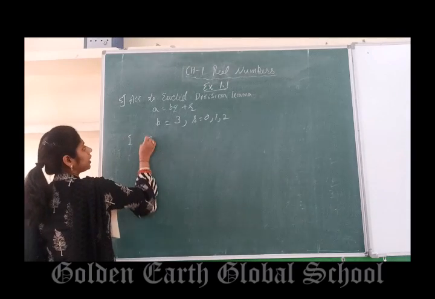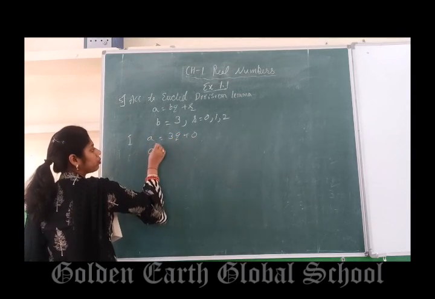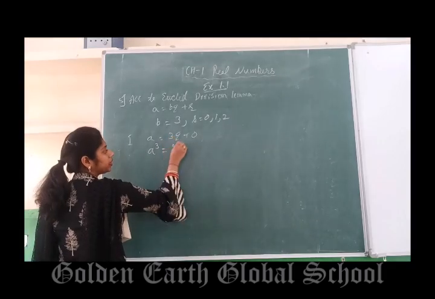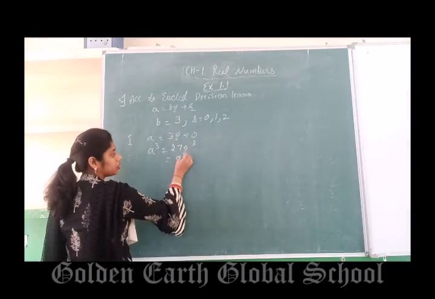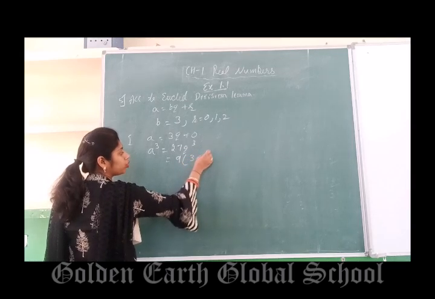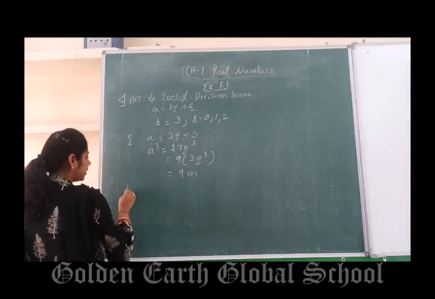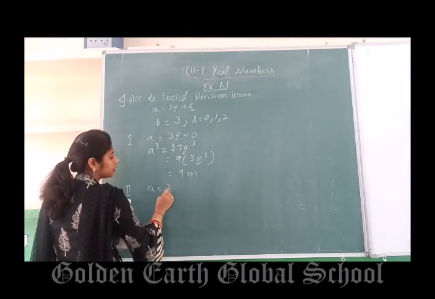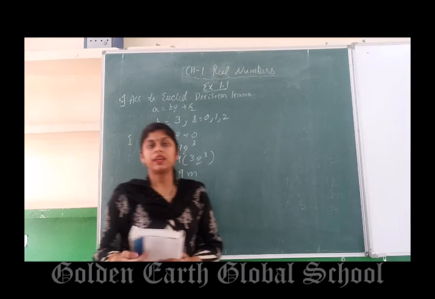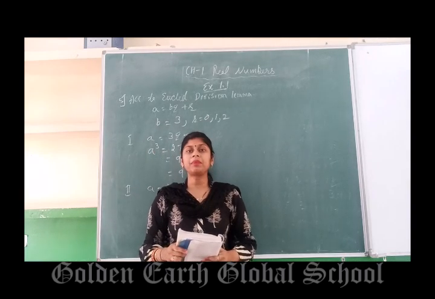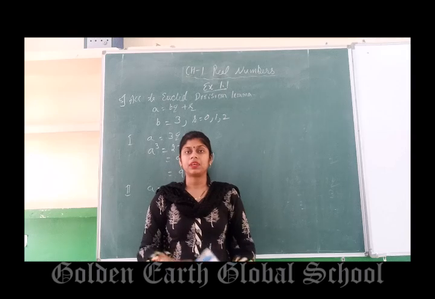First case, a is equal to 3q plus 0. Cube on both sides. 27q cube. Take 9 common here, because we have to prove 9. Clear? Again, second case, 3q plus 1. So solve the second and third parts by yourself. This is your complete Exercise 1.1 according to Euclid division lemma. Thank you so much.